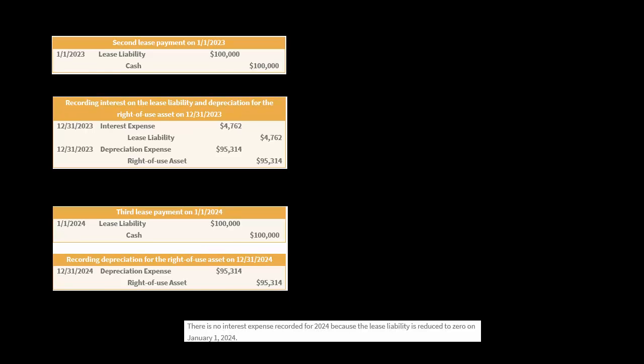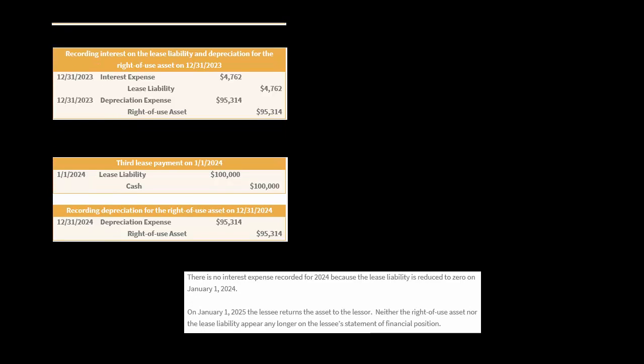I'm assuming they're calculating depreciation using straight line, so this is the same each period. And then we're going to have it for the next year. It's going to be 95,314 again. So we recognize the same amount of depreciation expense each period. And when they make the third lease payment, again, we reduce the cash account and we reduce the lease liability. So that's all in the table, but I'm showing you the journal entries as well if you learn better that way.